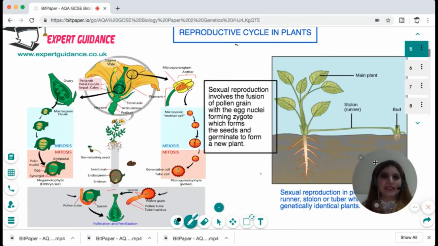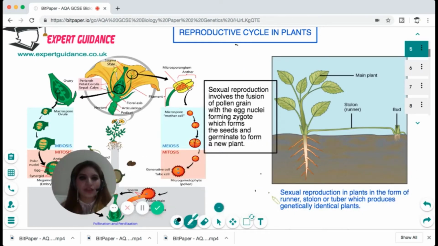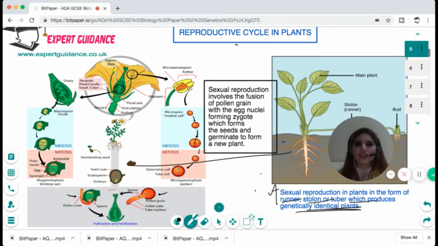In plants, it involves asexual reproduction. So asexual reproduction is in the form of runners, stolons, tubers, which produce genetically identical plants. In sexual reproduction, you can see there's pollination that takes place, and then there is fusion of the gametes to form the zygote, and that develops into a seed, which is dispersed and forms a new plant.